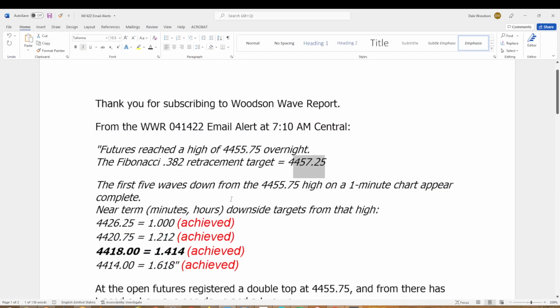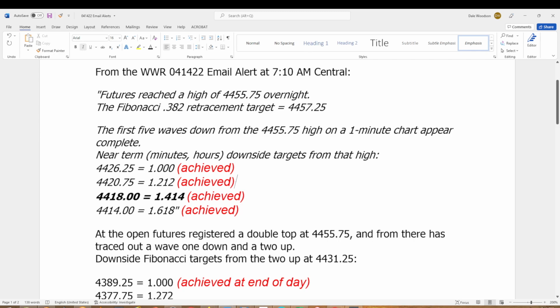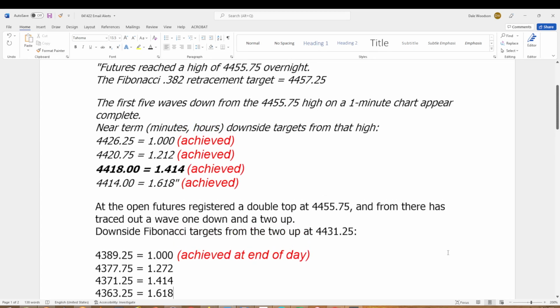So after those targets were achieved and we updated that, we put out another email alert, and after it registered a double top, it traced out waves 1 down and 2 up and downside targets, and here are our downside targets and our make or break. So already an hour and a half before the open, we have 2 reports, one at 1 in the morning and one at 7 a.m. Central. So let's look at that on that 1-minute chart, okay?